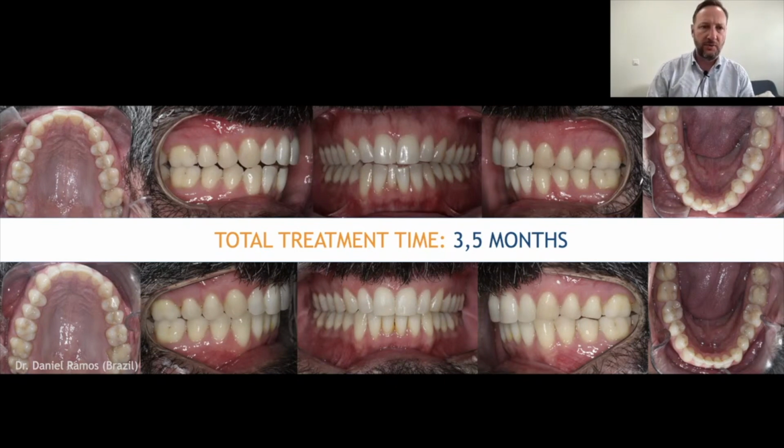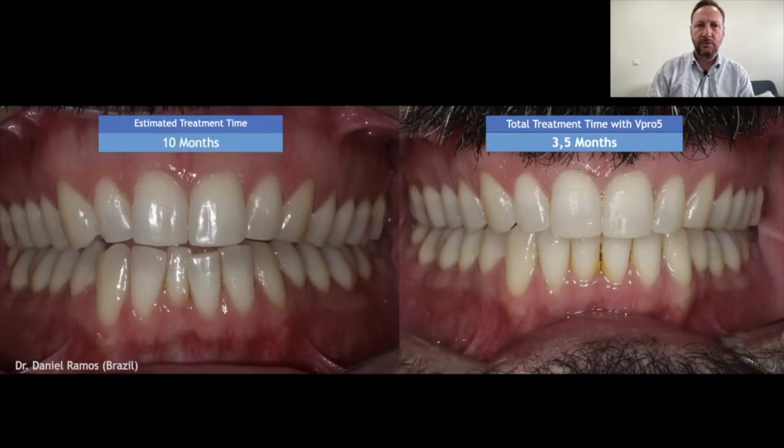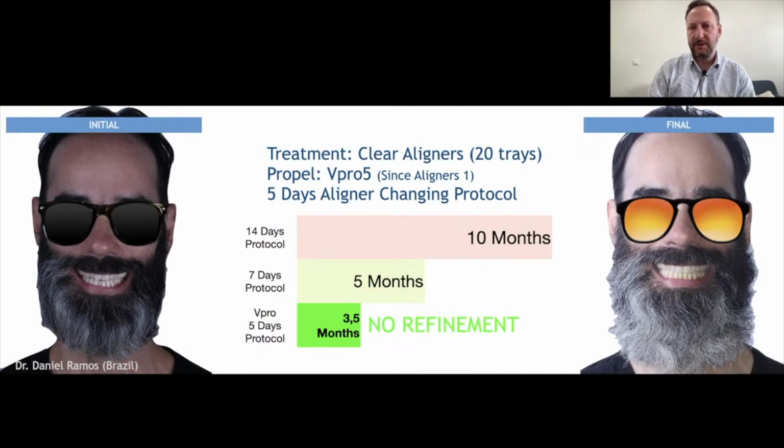So we could solve his main problems, close the open bite, correct the crowding, good predictability, expanding the arches. And he kept using this device to allow the retention to be better. Okay, so compared to an estimated treatment time initially of 10 months, by adding this technology, without changing anything in the software, in this case Clean Check, we could achieve the same ideal outcome in 3.5 months. Okay, and here he is with his new smile after 3.5 months and no refinement.